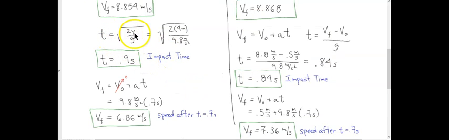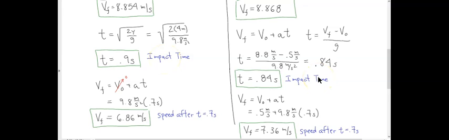Time equals root 2y over g. So we insert the 4 meters for y and 9.8 meters per second squared for g. We take the square root of this, and of course we get 0.9 seconds. So anything that free falls from this height will impact the ground in 0.9 seconds.